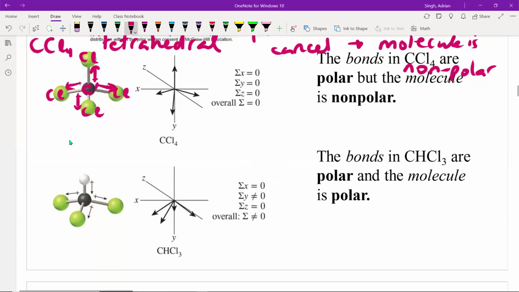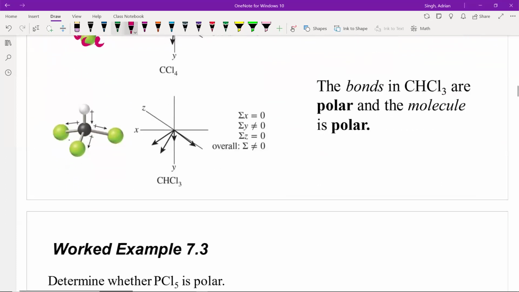In the case of CHCl3, again we have our carbon in the middle, and now we have our Cl's again. We have three of them, Cl, Cl, and Cl, but now we have an H up here at the top. As we talked about before, the carbon-hydrogen bond is not a polar bond. So we actually have three dipoles here, and these don't cancel out. As a result, this molecule ends up being polar.